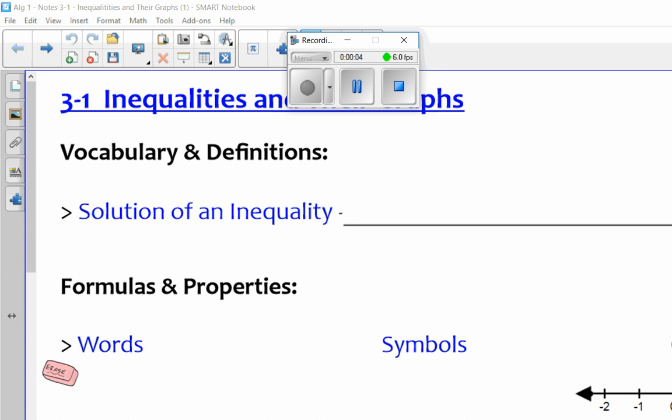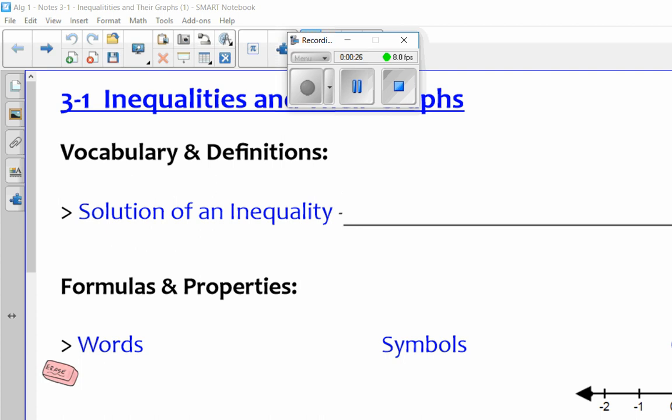Hey everybody, this is chapter 3, section 1. We're going to look at inequalities, and we're going to do a lot of graphing for this particular section and kind of for the chapter too. So usually we're using a number line, which I think most of us have used ever since we were little kids. So hopefully we're okay with that, all right?